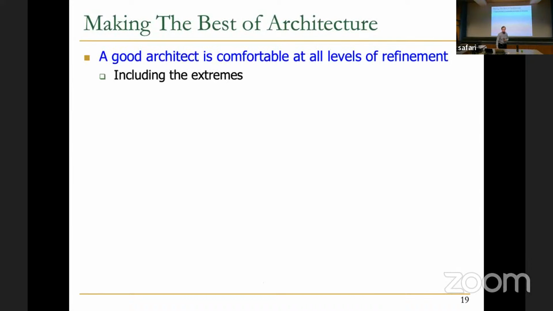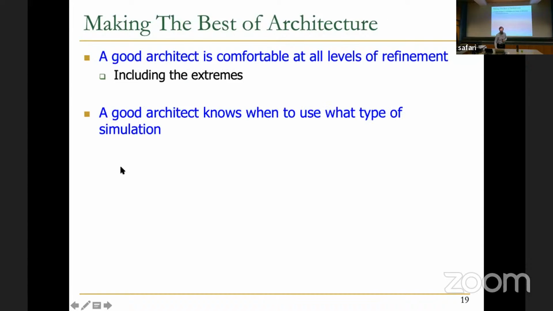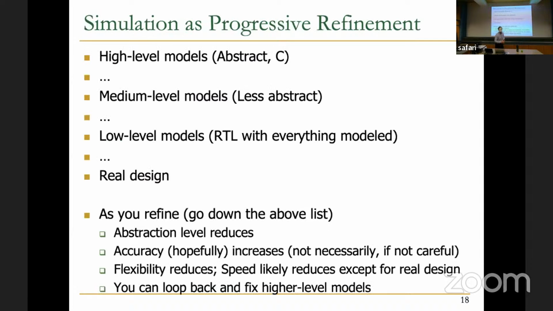So I think a good architect is really comfortable at all levels of this refinement, whatever we discussed over here, hopefully even in a real design, including the extremes. And you need to know when to use what types of simulation. That's important. If you have an idea, how do you evaluate that idea? In fact, I would actually add high-level models, abstract C. There should be analytical modeling that could feed the high-level models also. So there's a connection between analytical modeling and simulation. You can go back and fix the analytical model also.